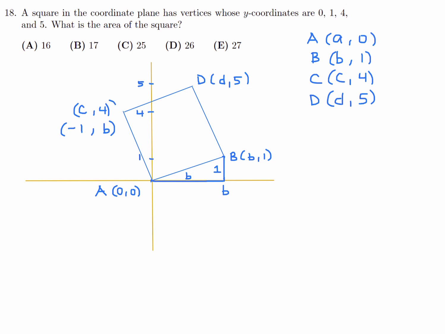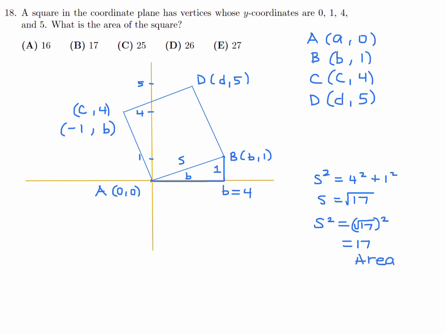So that basically means that my B is 4. So this is equal to 4. Okay, that really helps, because now I can figure out the side length. Side length using Pythagoras will be 4 squared plus 1 squared. So S is equal to root of 16 plus 1, which is root 17. And therefore S squared will be root 17 squared, since I want to get the area, and that is 17. And that is, of course, the area. So number 18, the answer is B.